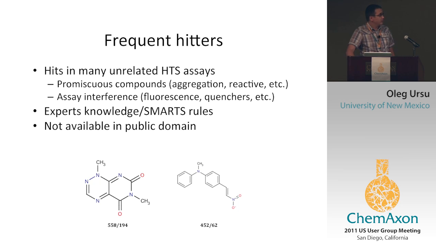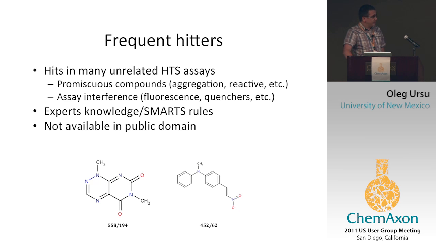I'll start with what we think are the frequent hitters in PubChem, and these can be compounds which are either promiscuous or interfere with your assay. By promiscuous, I mean compounds which can be aggregators, reactive, or have other properties which make them bind to many different targets indiscriminately. And the assay interference compounds depend on the method you use to measure the outcome, and in our case, they can be fluorescent compounds or quenchers.